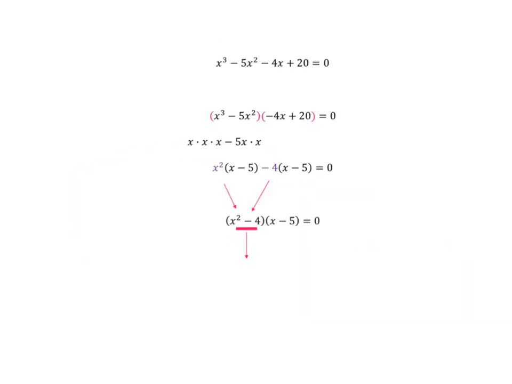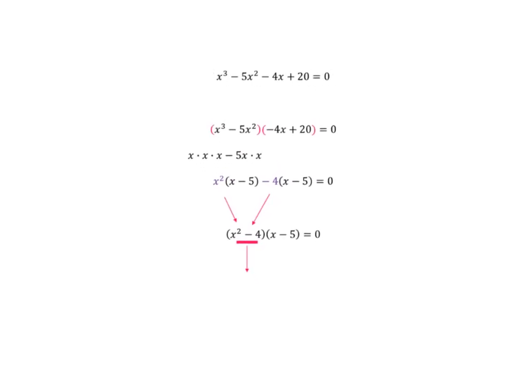Your next step is going to be to pull these 2 terms down. So we have x squared minus 4, which pulls down into that. And you'll notice we have 2 x minus 5s, which reduce down to 1 x minus 5. Then what you notice is you can't reduce the x minus 5 any further.